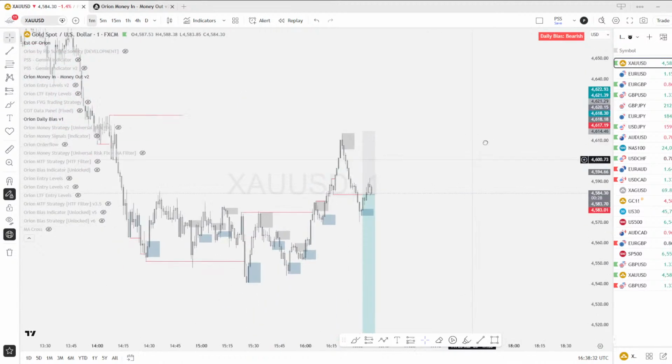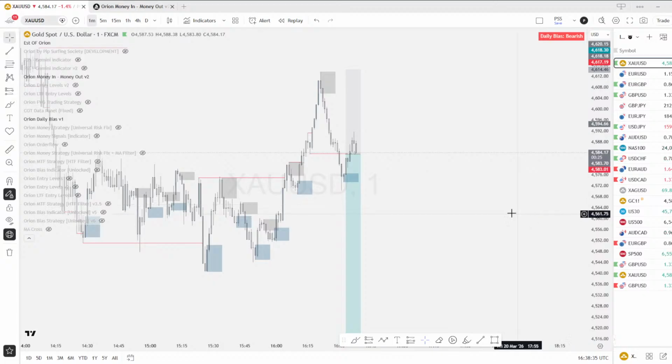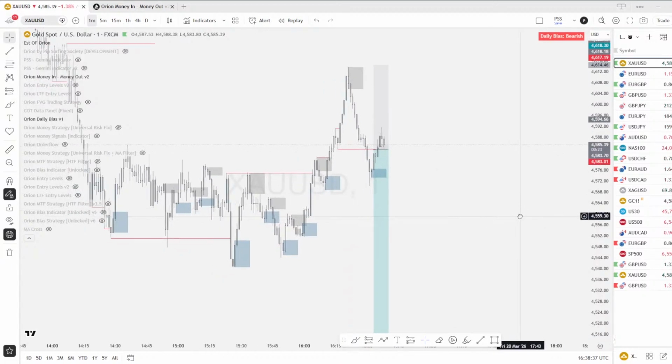Gold's what we're looking at mainly right now. I just want to see if we can get this to follow the downwards move here.